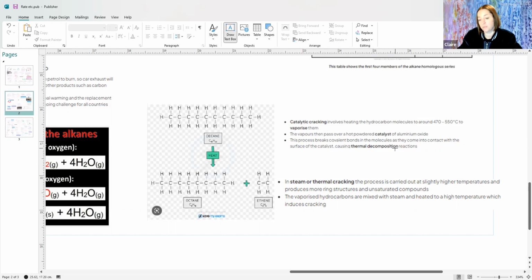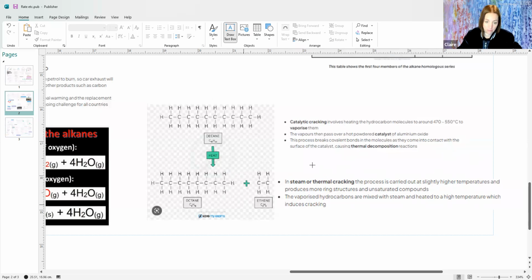Cracking is a thermal decomposition. Thermal decomposition is easy to recognize because there's only one reactant, and it just decomposes, it breaks down. So you need high energy, thermal, and then it breaks down. You use a catalyst, which is your aluminium oxide, or you can use steam or thermal cracking. It's carried out at slightly higher temperatures and produces unsaturated carbon. The vaporized hydrocarbons are mixed with steam and heated to a higher temperature, which induces your cracking.